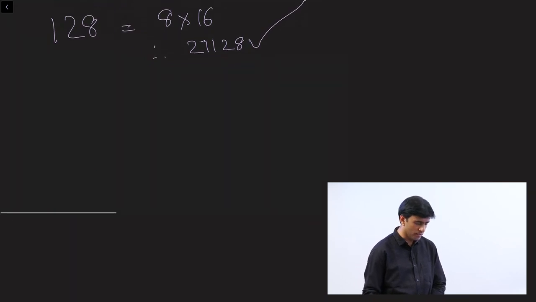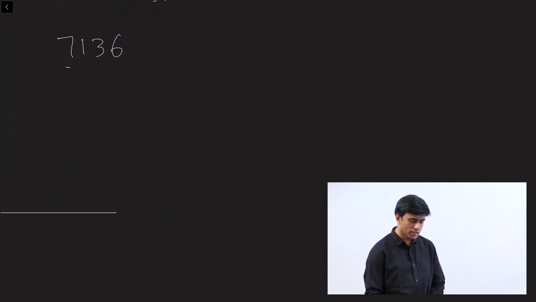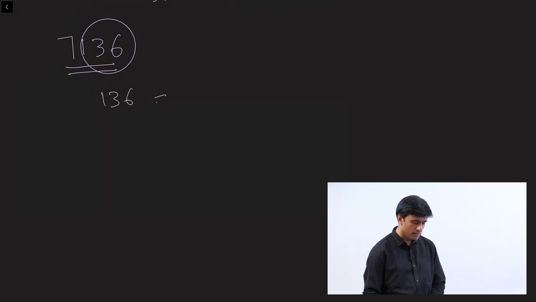Let's look at another example. 7136. Is this number divisible by 8? Look at the last 3 digits, 136. 8 into 17 is 136. So 136 is a multiple of 8. Therefore, this is divisible by 8.